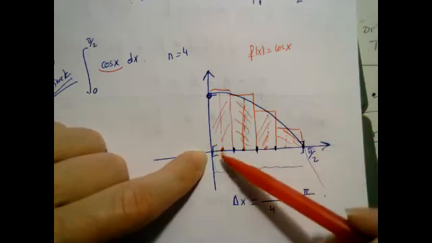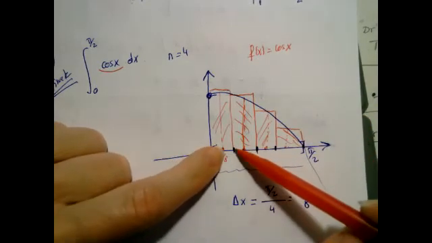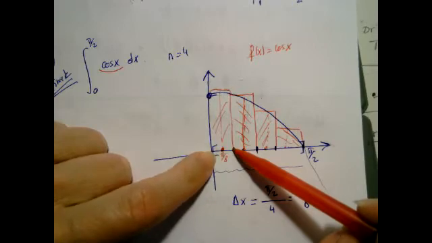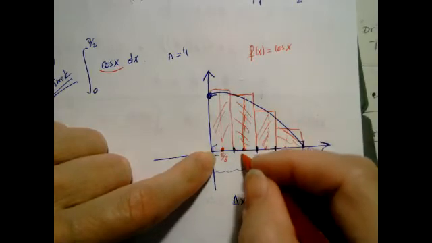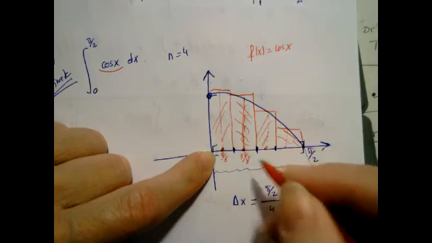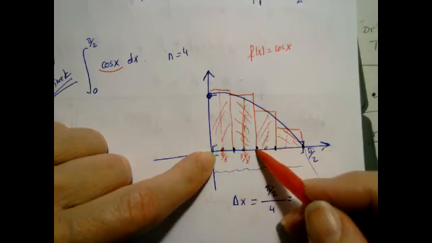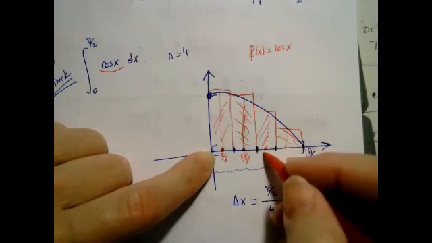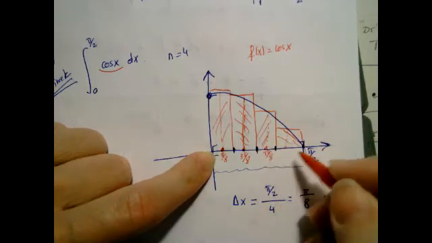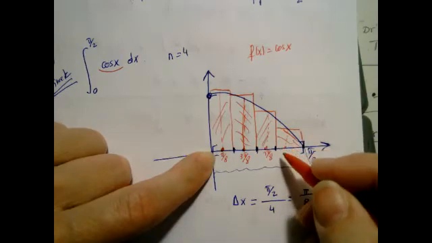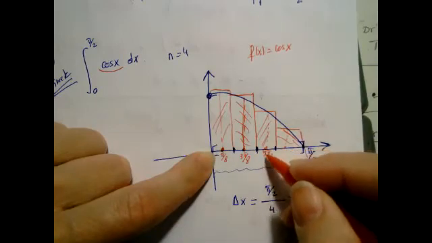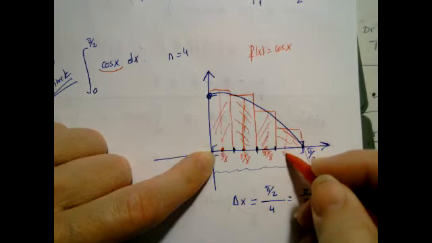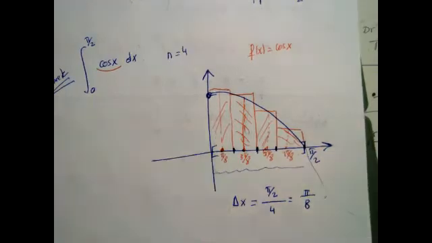Okay, and now let's compute those. This is pi over 8, another pi over 8 gives 2 pi over 8, then 3 pi over 8, 4 pi over 8. We're adding pi over 8 every time. Then 5, 6, 7 pi over 8. So these are the points of interest.